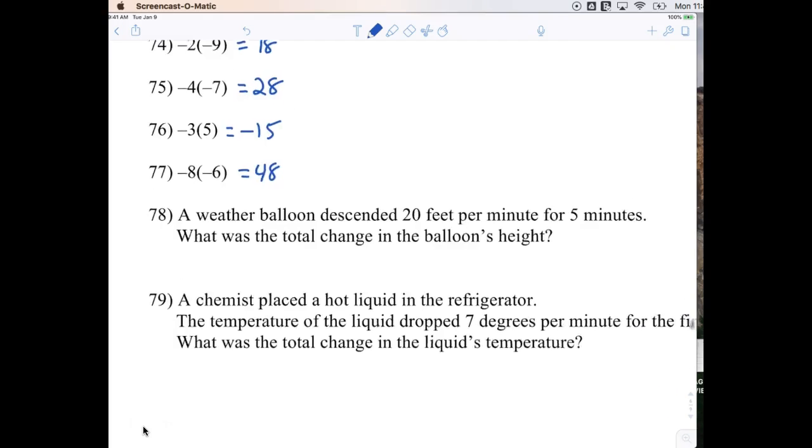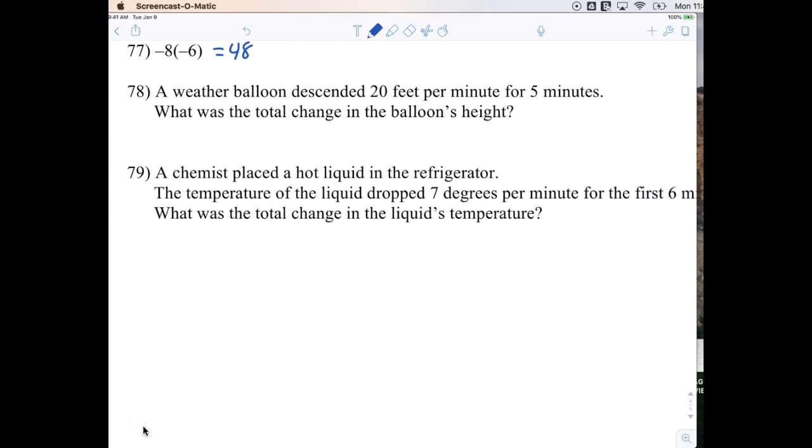All right, here we go. Number 78, it says a weather balloon descends 20 feet per minute for 5 minutes. So what happened? It went down what? It went down 100 feet. That's what descend means. And that can be represented as negative 100 feet.